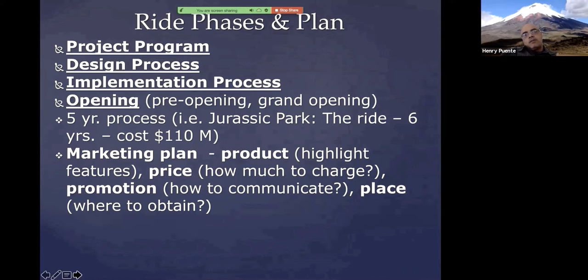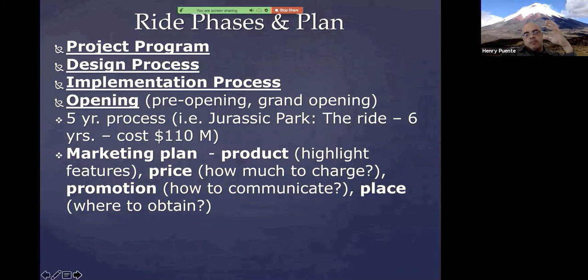So the project program is where the initiation or the initial development of the ride begins. This is where you start having concept designs, trying to figure out how the ride's going to look. Then you have the design process where you have all the schematic designs, but also more design developments. And this is when you start bringing in the construction documents, like the blueprints, to see how it's really going to look once you start adding the wood and the metal and all the other elements to the actual ride.